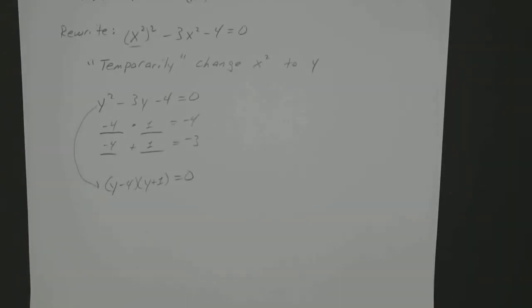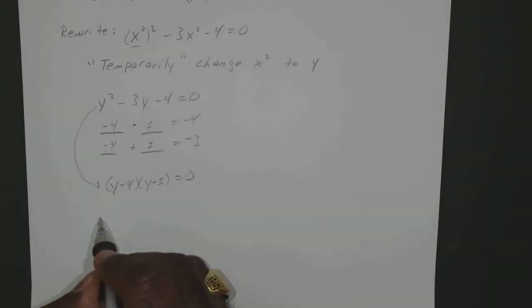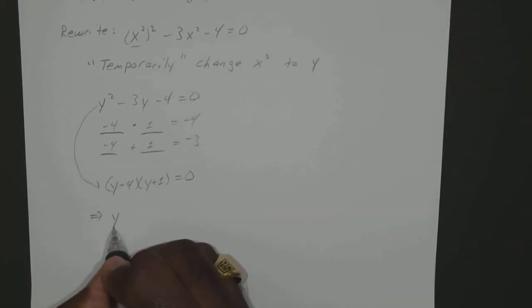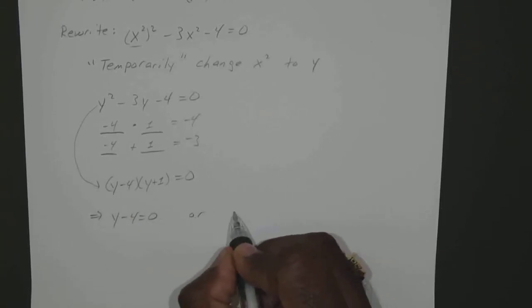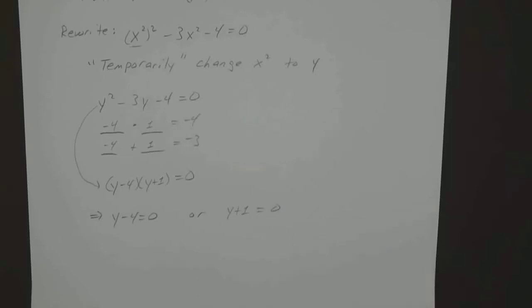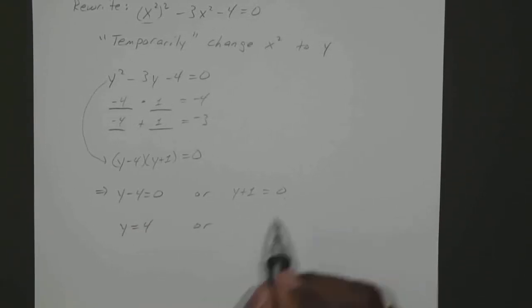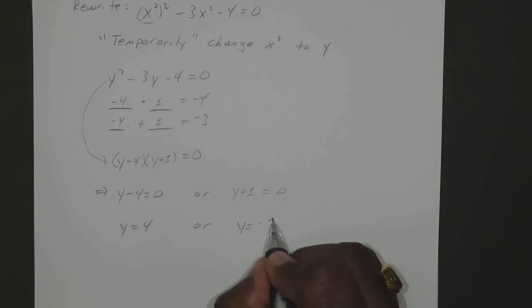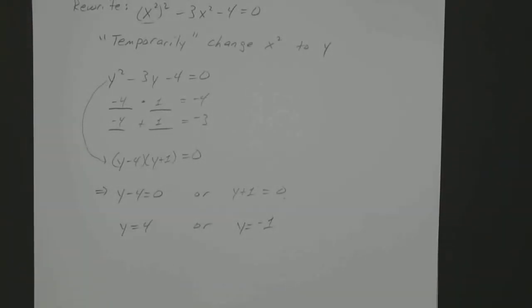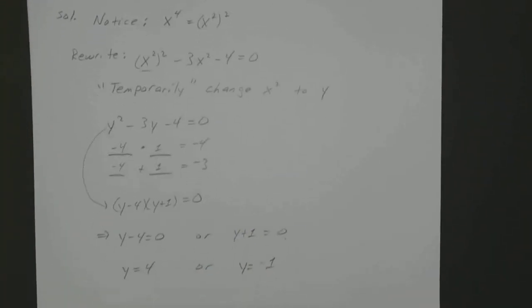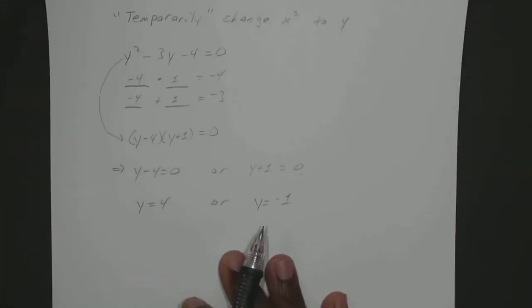Let me just solve it by setting both of those equal to 0. So y minus 4 equals 0, or y plus 1 equals 0. We add 4 to both sides. We know that y is equal to 4. We subtract 1 from both sides. Here we have y equals -1. So we're like 95% done, because remember, we still have to substitute the x squared back in for y, because that change is just temporary. So now we just change y back to x squared.